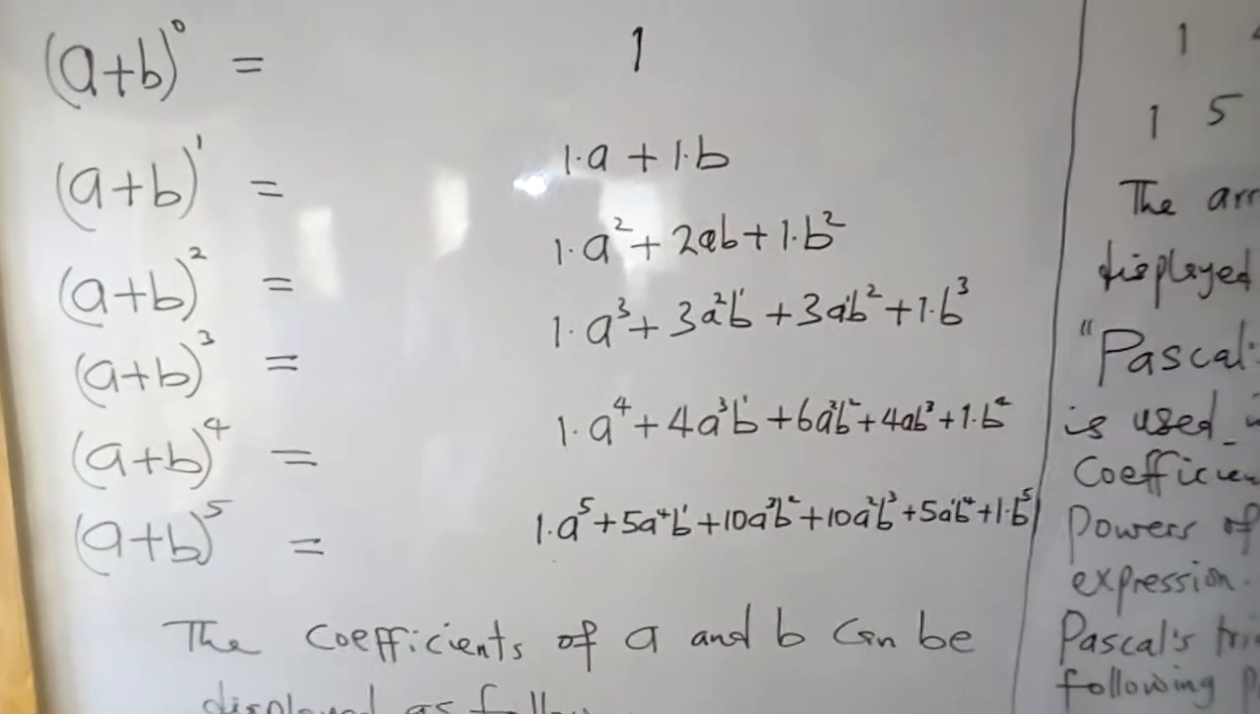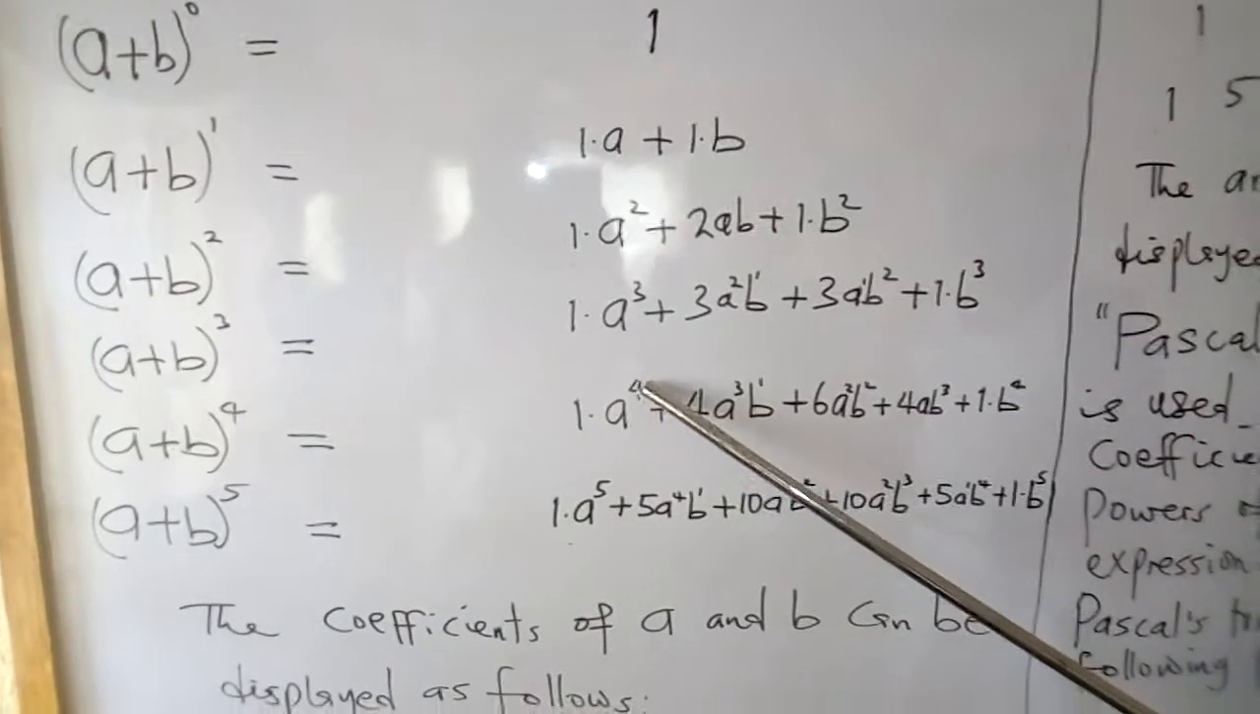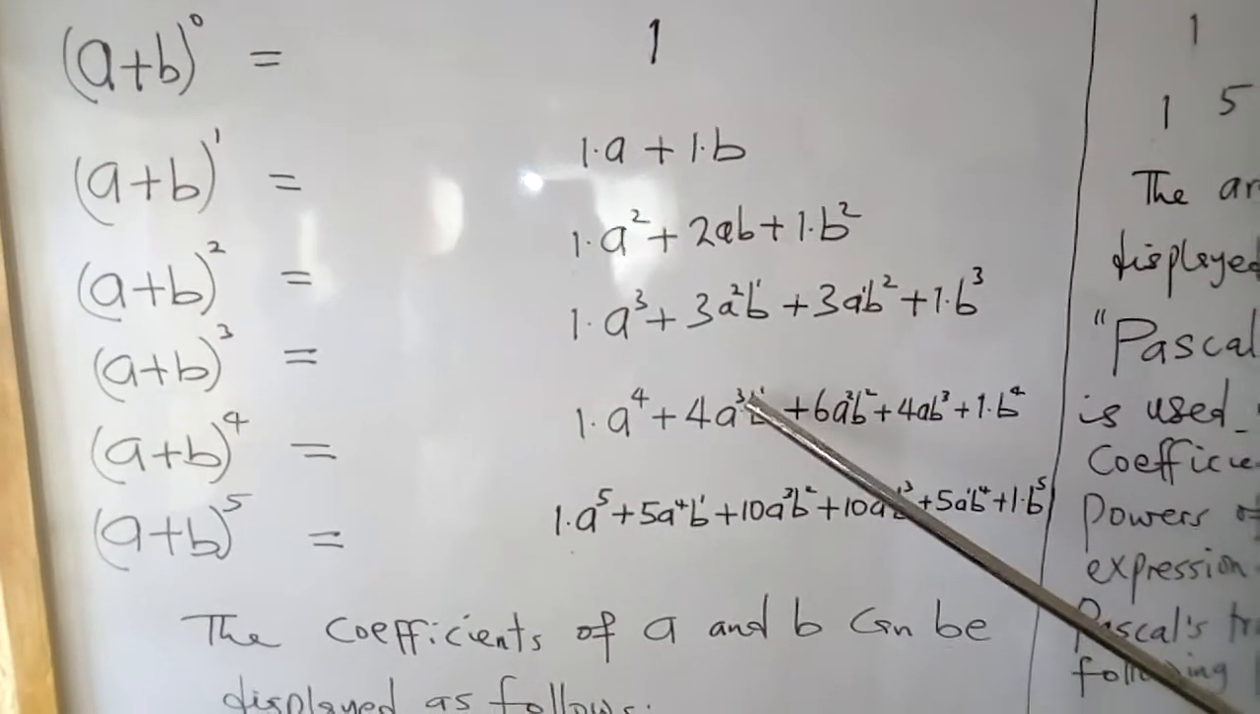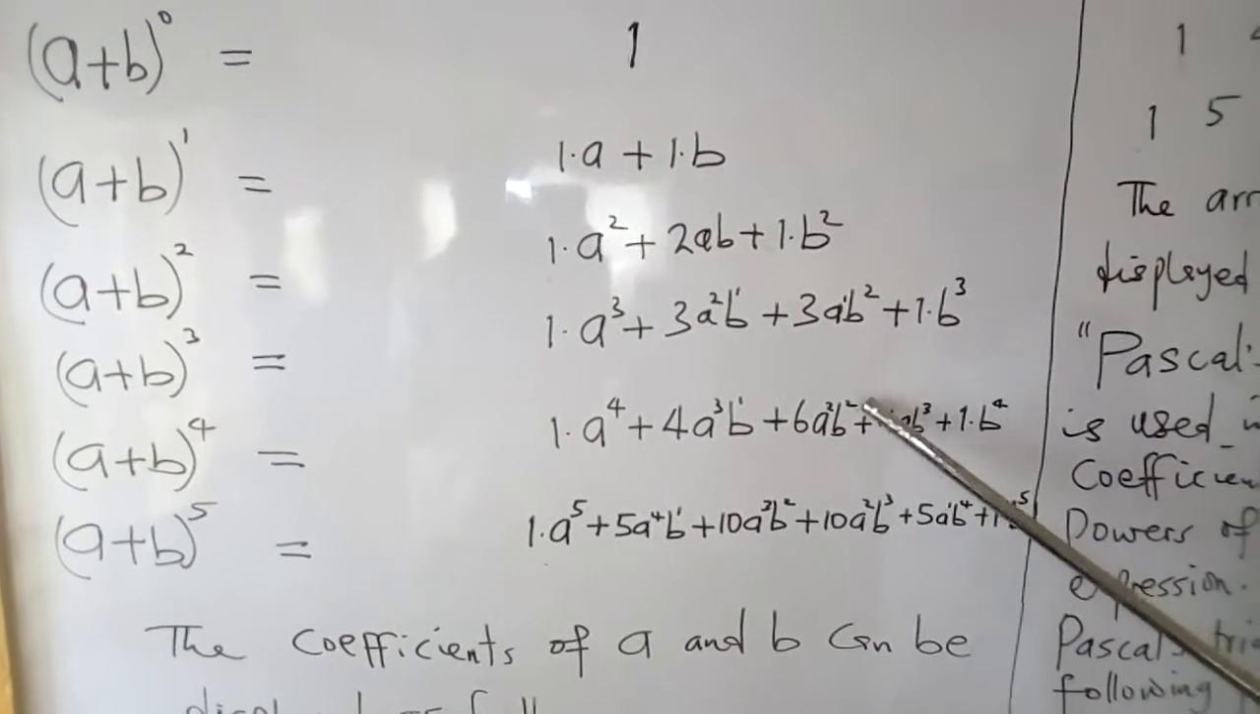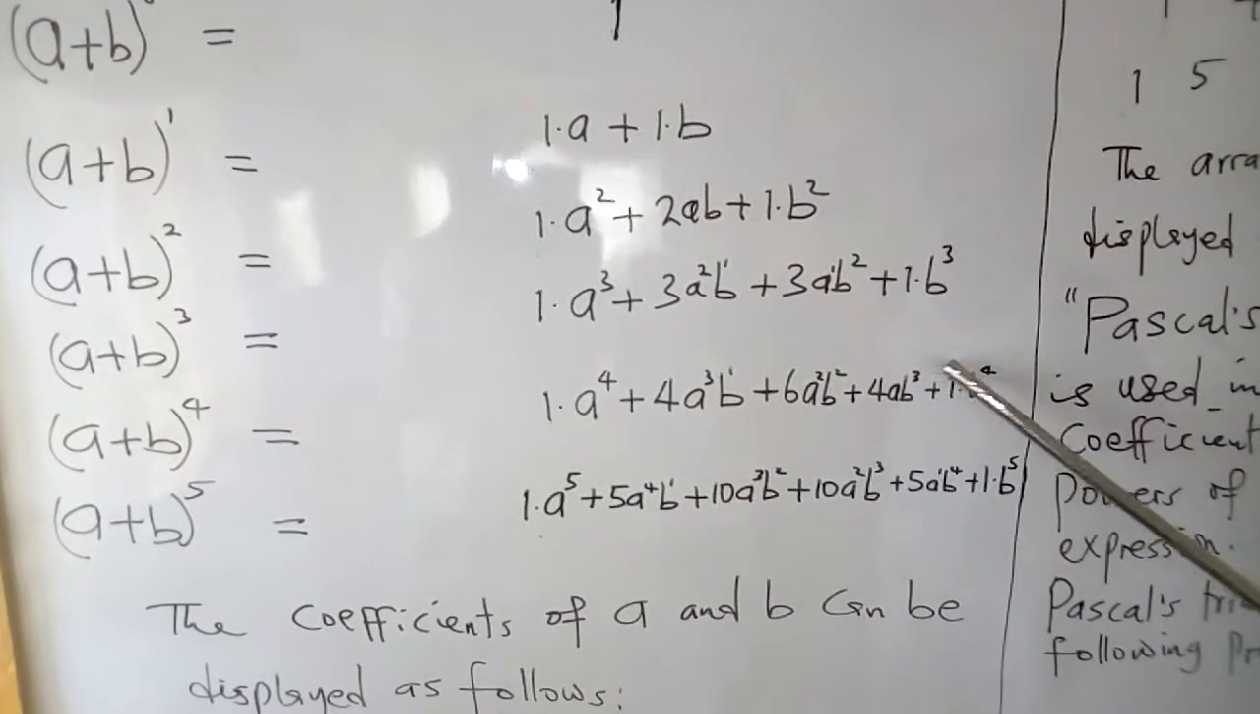Now the next one, (a + b) raised to power 4. The first term here is a raised to power 4. The power there is 4. Here 3 plus 1 is 4. 2 plus 2 is 4. 1 plus 3 is 4, and 4.